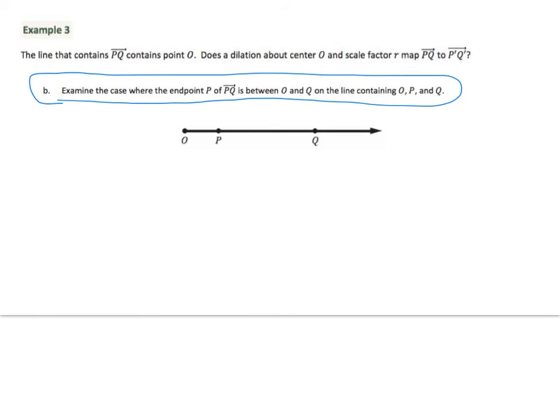All we need to show is that any point on the ray that is further away from the center, be it P, maps to the point that is further away from the center, P prime. So examine the case where endpoint P of ray PQ is between O and Q on the line containing OP and Q. It's just going to map further out or further in, depending on your scale factor. All right, let me show you another example.